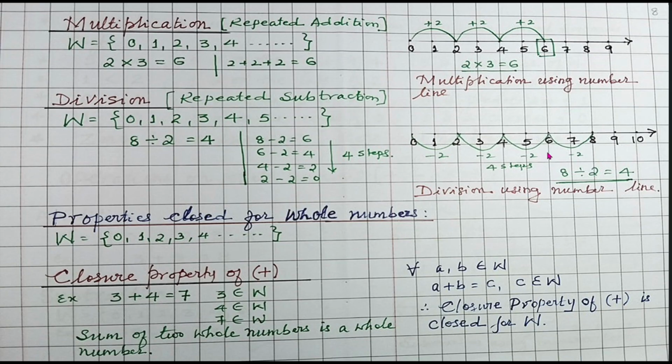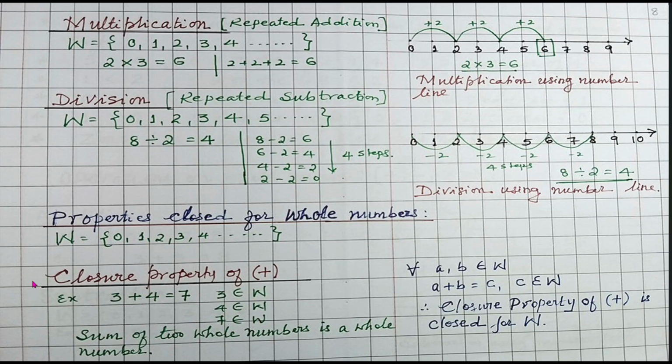Now what are the properties closed for a set of whole numbers? As I have already told you, natural numbers is a subset of whole numbers. Therefore all the properties of natural numbers are closed for whole numbers, and of course you have learned natural numbers, but again I would like to repeat these properties which are closed for a set of whole numbers.